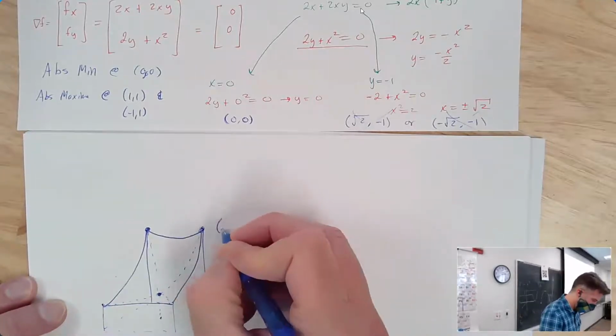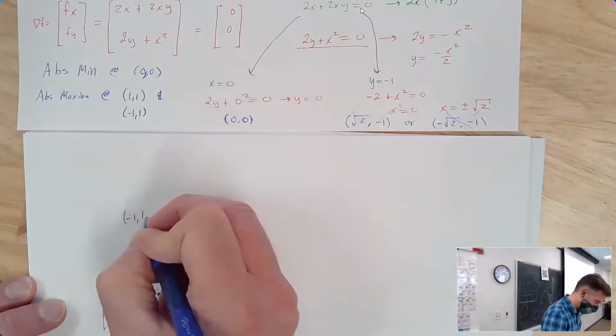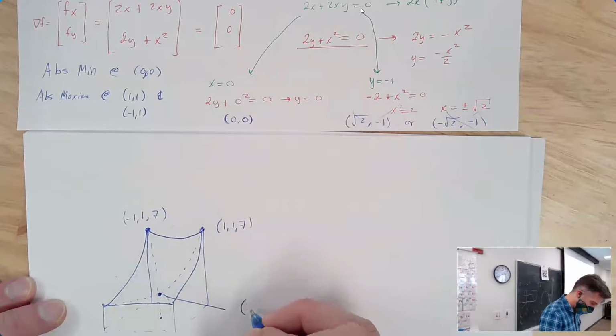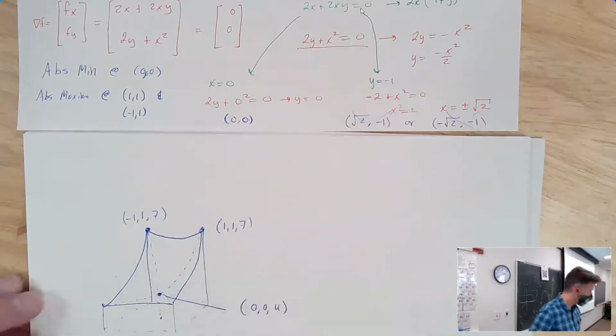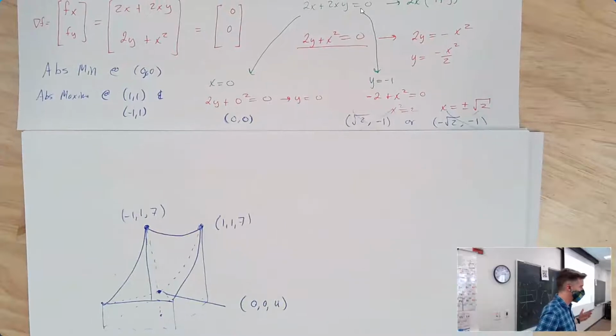So this would be like (1, 1, 7). This would be like (-1, 1, 7). And that point there would be like (0, 0, 4). I think that kind of demonstrates it, maybe a little.